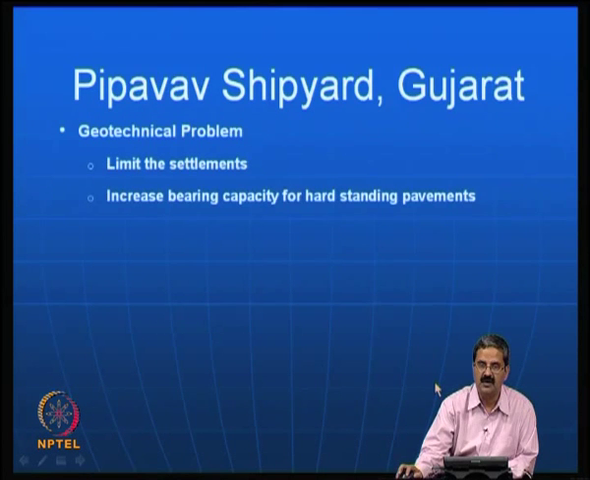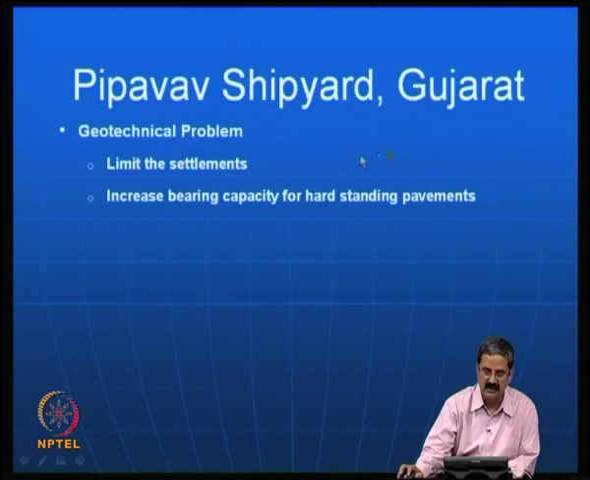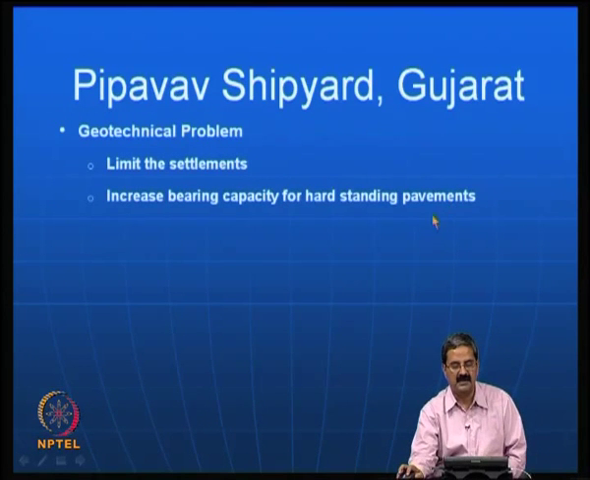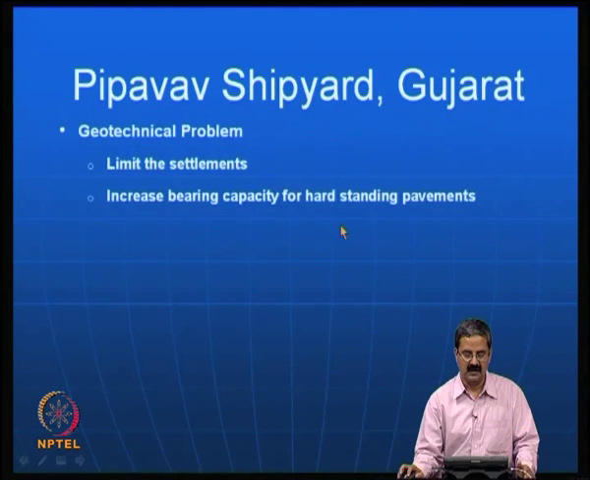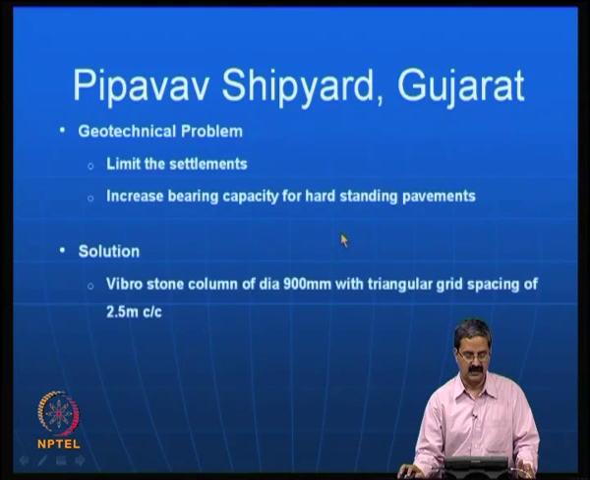Of course, when you have such a soft soil with such a low SPT number, you have settlement problems. So, the aim is to limit the settlements and increase the bearing capacity for hard standing pavements. They have to construct pavements on such materials, so you need a good bearing capacity. The solution, again, was vibro stone columns of 900 mm diameter with a triangular grid spacing of 2.5 meters center to center.